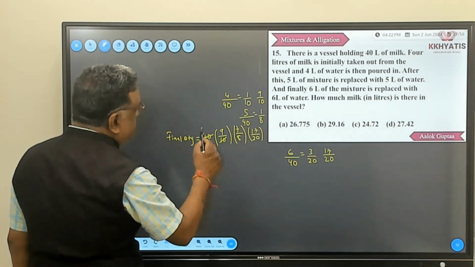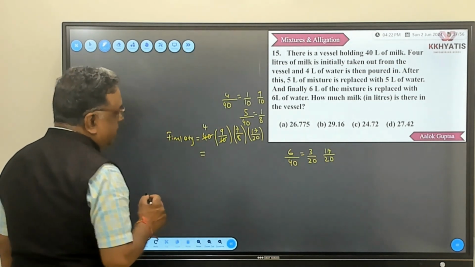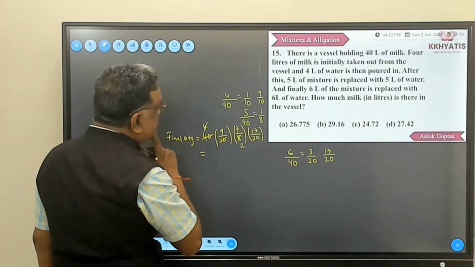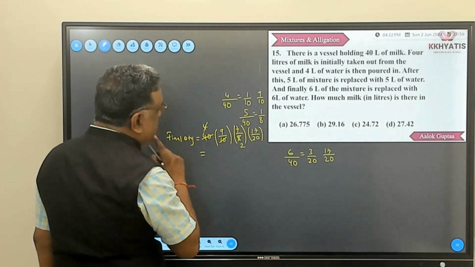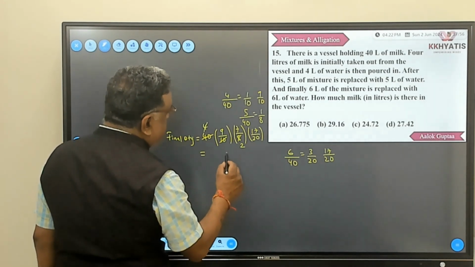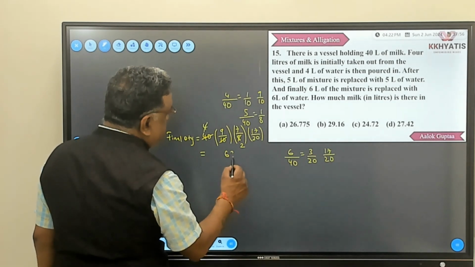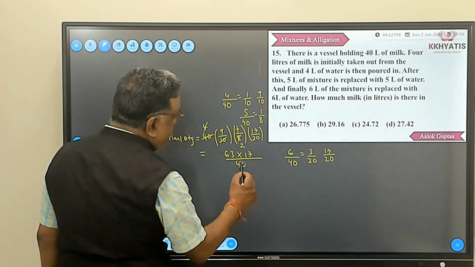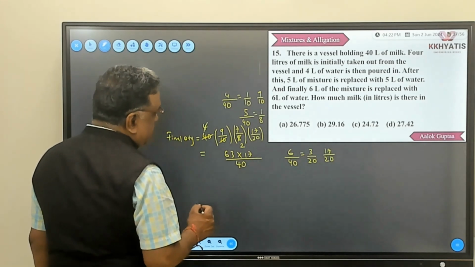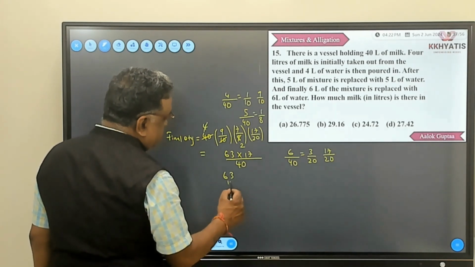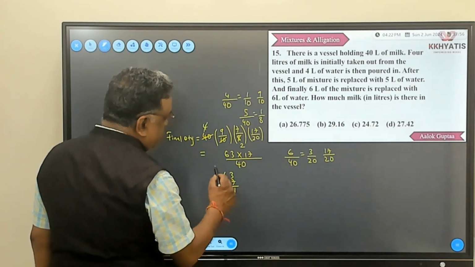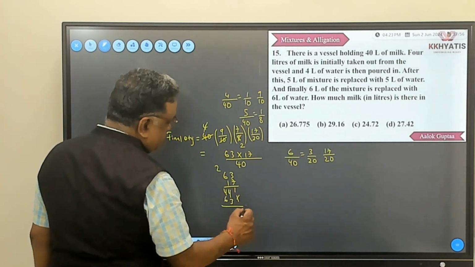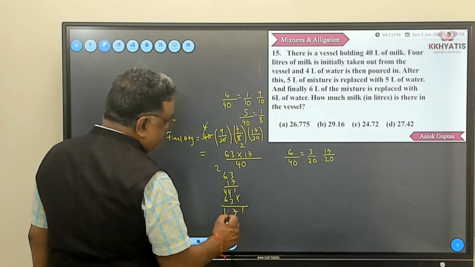10, this will be 4. 4, this will be 2. So 63 into 17/40. So 63 into 17 is 21, 1, 2, 42, 44, 3, 6, 1, 7, 10.